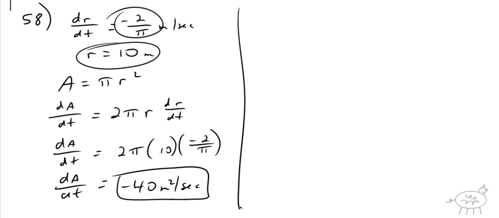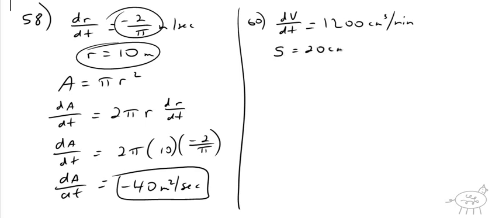Changing cube. The volume of a cube is increasing at the rate of 1,200 cubic centimeters per minute. Okay, so that's going to be dV/dt equals 1,200 cubic centimeters per minute. Okay, and then it says, at the instant the edges are 20 centimeters long. So one side, we'll call this s, equals 20 centimeters. It says, at what rate are the edges changing at that instant?